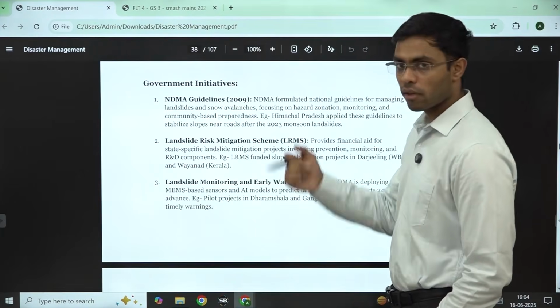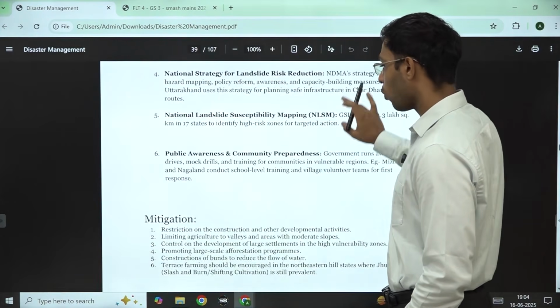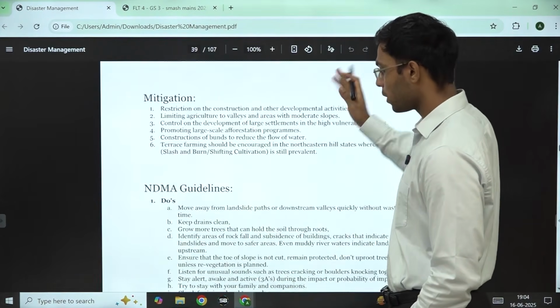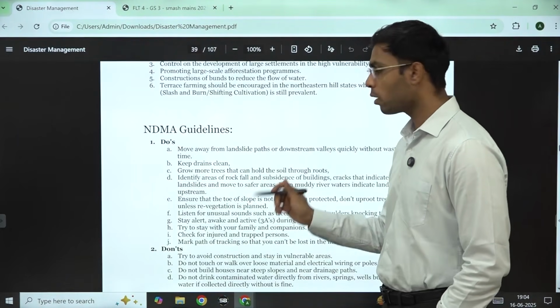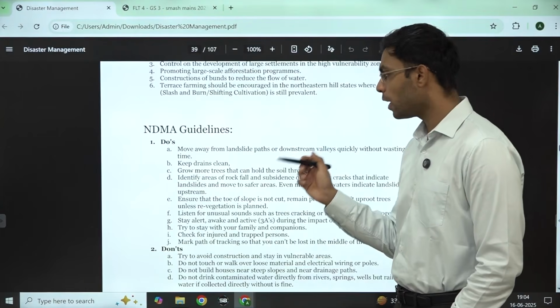What are the government initiatives that are being taken place, okay? And what we can do to mitigate that. And like I said, NDMA guidelines they have given here, so great. These are something that you should definitely mention, and mention there that you are mentioning the NDMA guidelines.